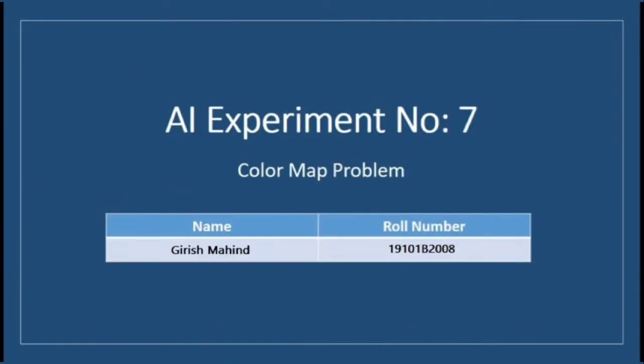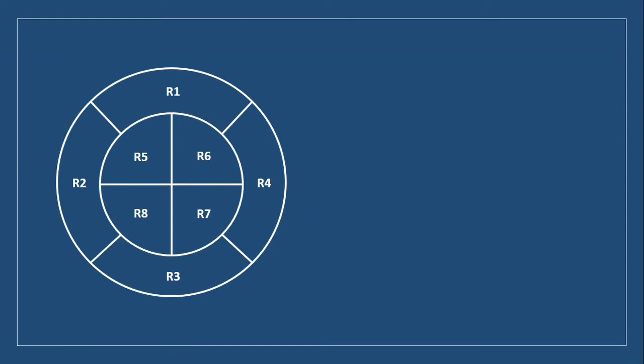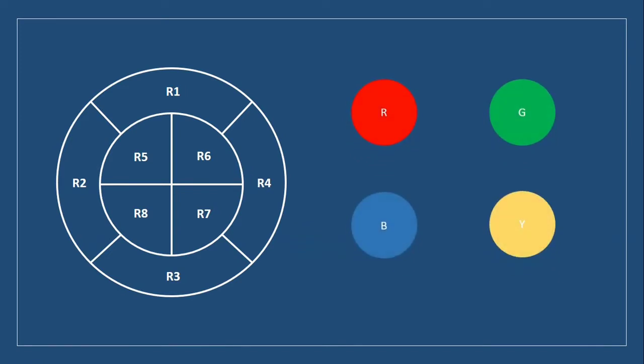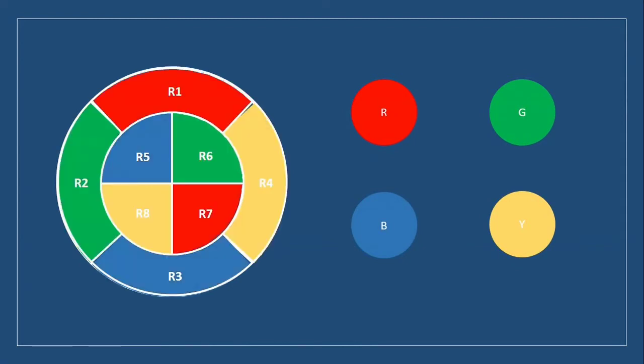This is experiment number 7, that is the color map problem. In this problem we are given a map with eight regions and we need to color this map with the four colors, that is red, green, blue and yellow, in such a way that no two adjacent regions have the same color.